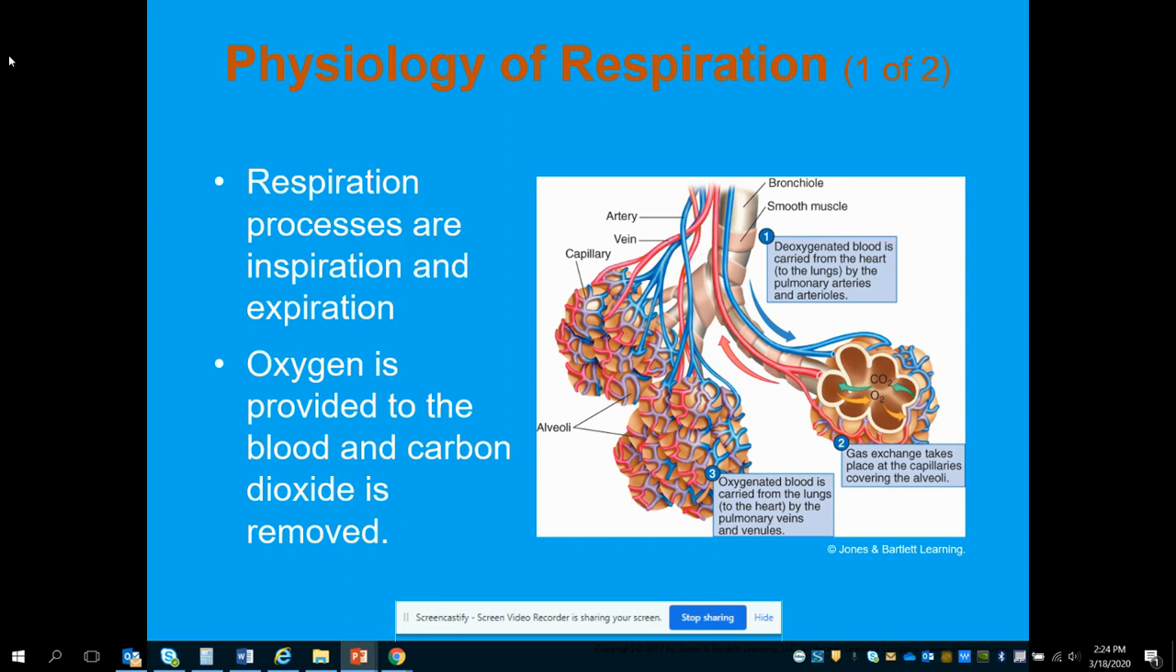Internal respiration is what is happening inside of the rest of the body. So when that exchange is happening and then your blood cells are carrying oxygen and nutrients to the rest of the body, that's internal respiration.